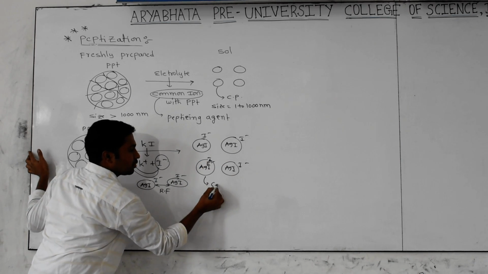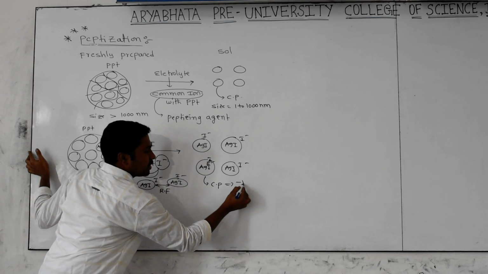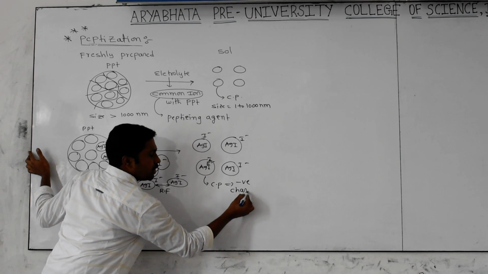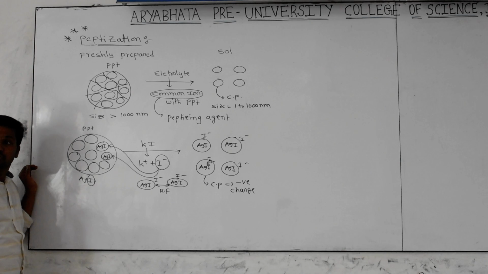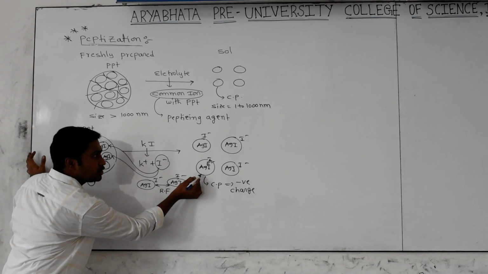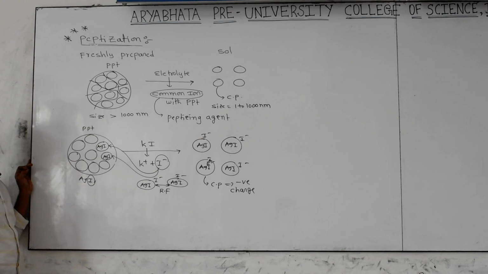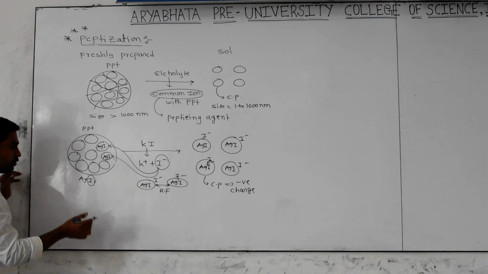So this colloidal particle carries which charge? Negative charge. That's why we are calling this sol a negatively charged sol or negative sol. And compulsorily its size should be 1 to 1000 nanometers. All of you getting that? Yes, this is the phenomenon that is going on.